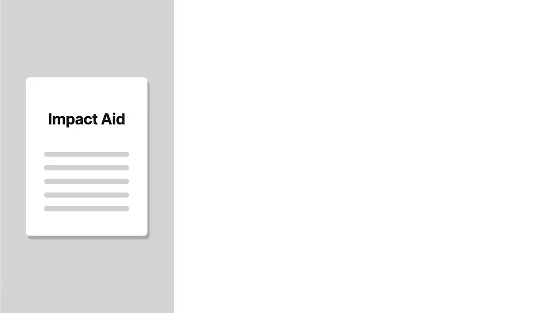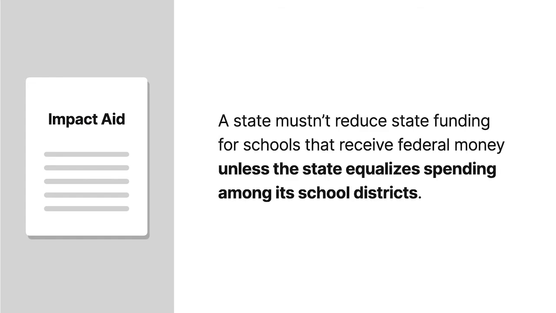The Impact Aid Program awards federal funds to public school districts financially burdened by a federal presence in the local community. Under the statute, a state mustn't reduce state funding for schools that receive federal money unless the state equalizes spending among its school districts.